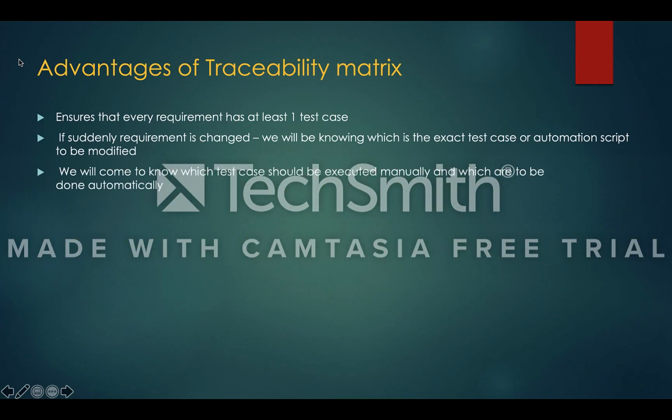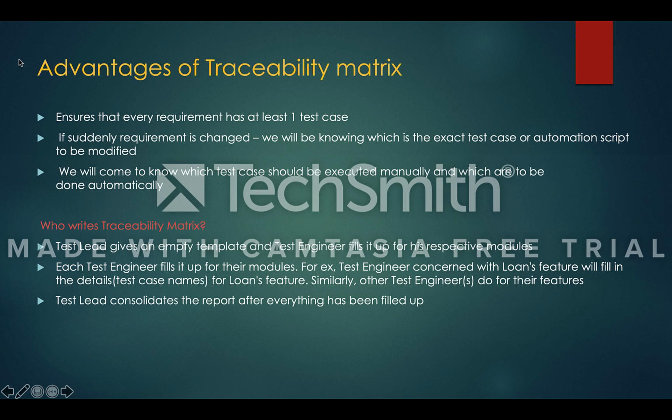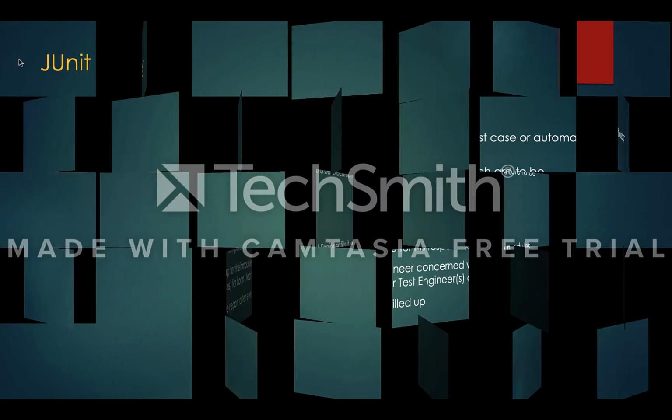Next, we see the advantages of the traceability matrix. It's going to ensure that we have at least one test case written for each of the features, and if there is a change in the requirement, we will know the exact test case and the automation script to be modified. And we have other uses also that you're seeing in the PPT. Next, usually who's going to write this traceability matrix? It's written by our test lead, and each and every test engineer will be filling in the reports for each and every module.